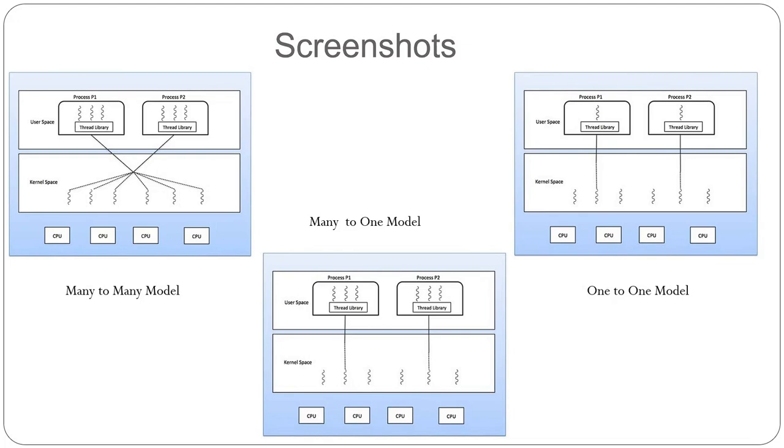Next one is the one to one model. There is a one to one relationship between each user level thread and a kernel level thread. This model provides more concurrency than the many to one model. It also allows another thread to run when a thread makes a blocking system call.